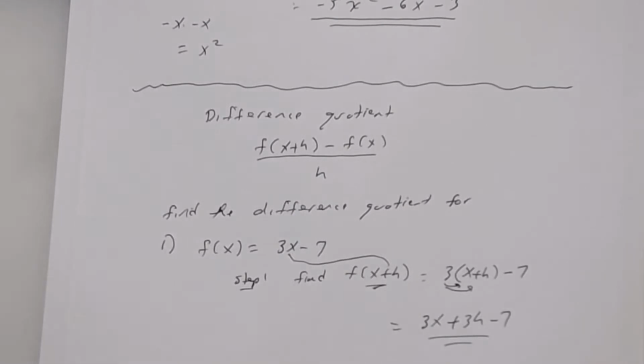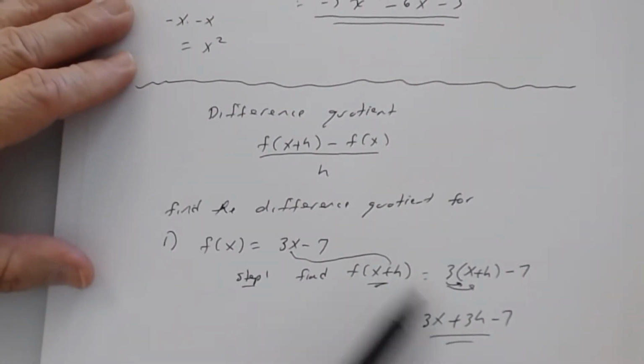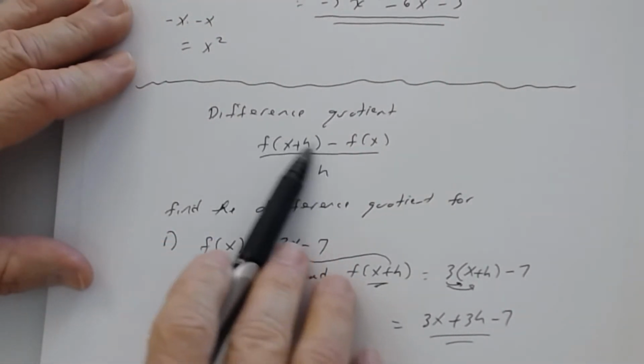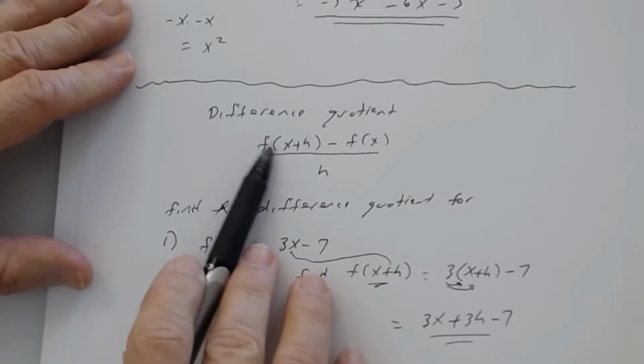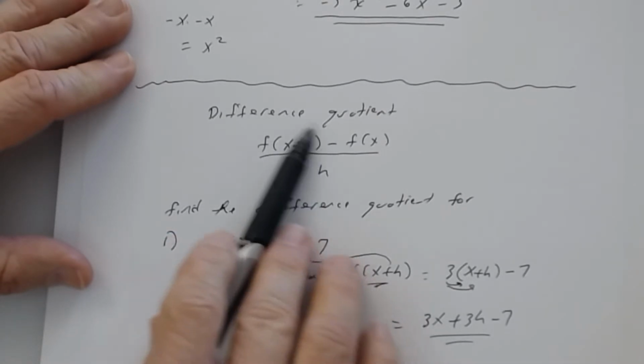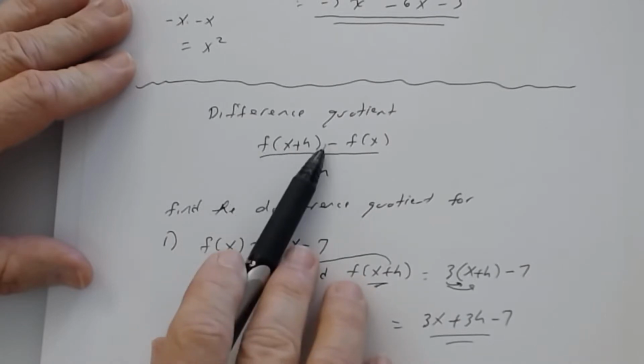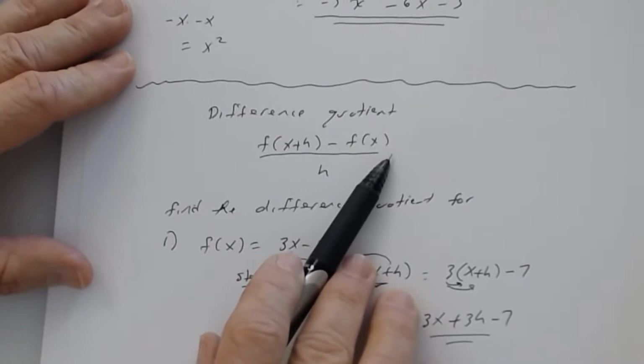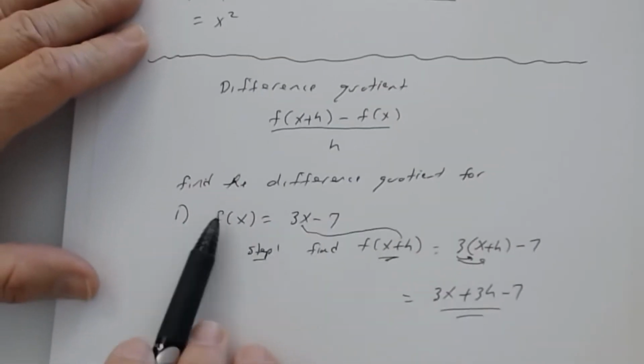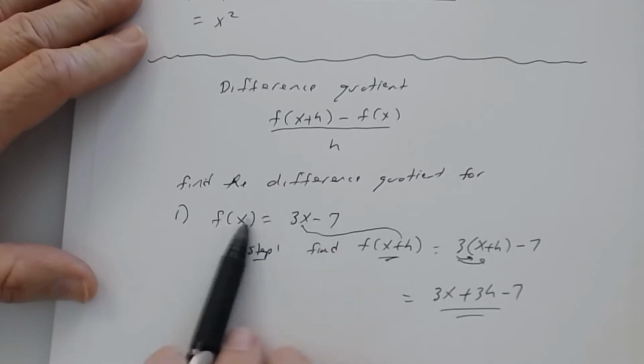All right, now with step 1. Remember, all I found, this right here, is only this part here, right? But in the numerator, what must I do to what I just found? Subtract f of x. Do you know f of x? Yes, you always will. That's what you started out with.